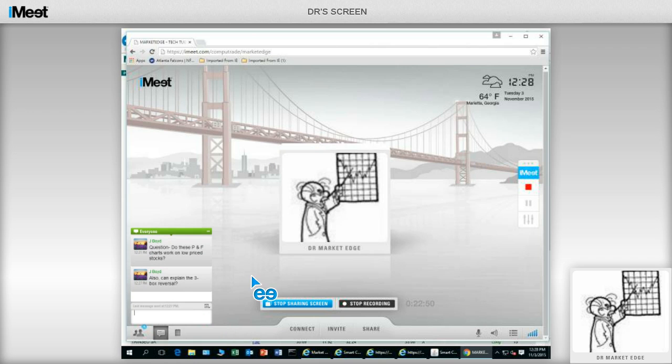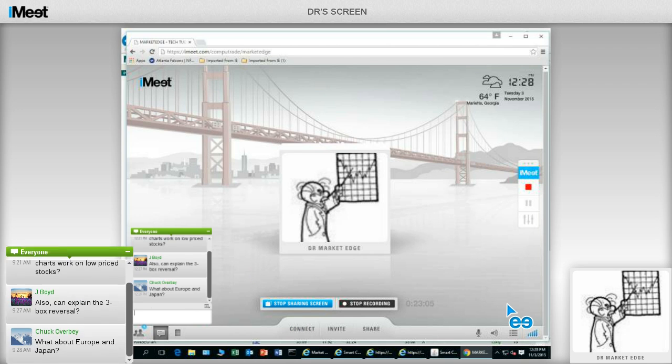Right here. Okay, we got two questions coming in. Do these point and figure charts work on low price stocks? Yeah, they do. One thing I didn't mention when you're charting a point and figure chart, okay, the next question was the 3-box reversal.